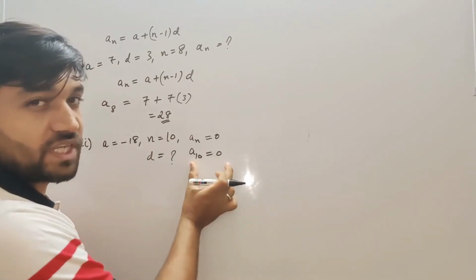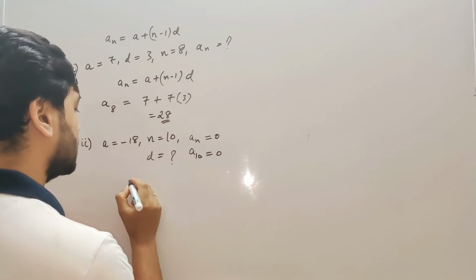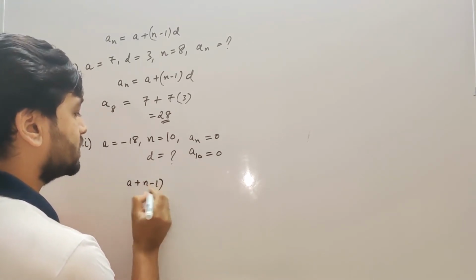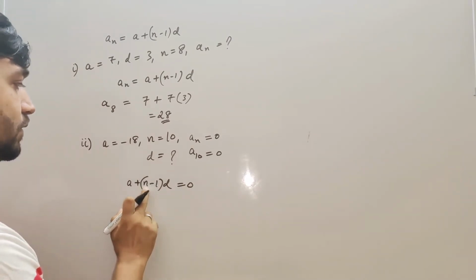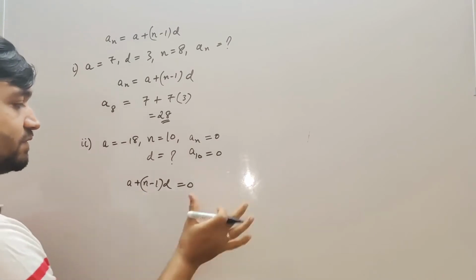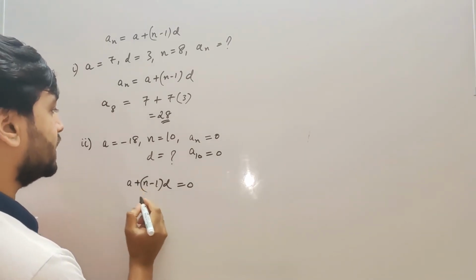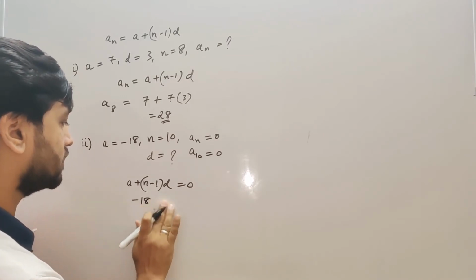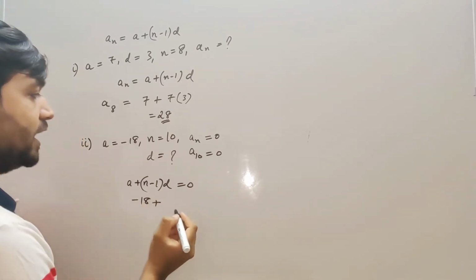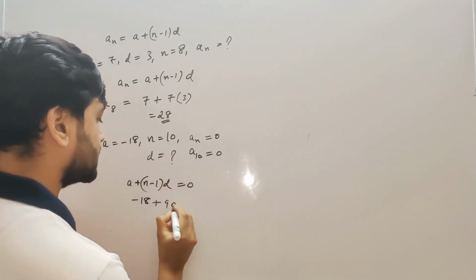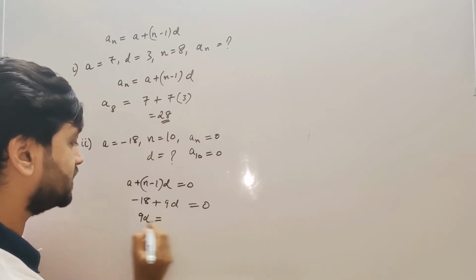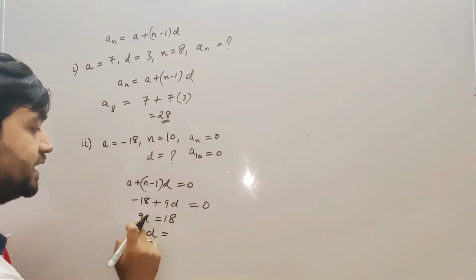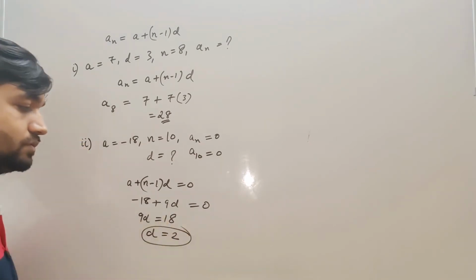So a10, the 10th term, is given as 0. We know the formula, a plus (n minus 1) into d, is 0. In this formula we know the a value and the n value, and we can simplify this equation to get the d value. So a is minus 18 plus (n minus 1), so 10 minus 1 is 9, into d is equal to 0. This minus 18 goes to the other side, so 9d is plus 18. So d is 18 by 9, which gives you 2. So the common difference value is 2.